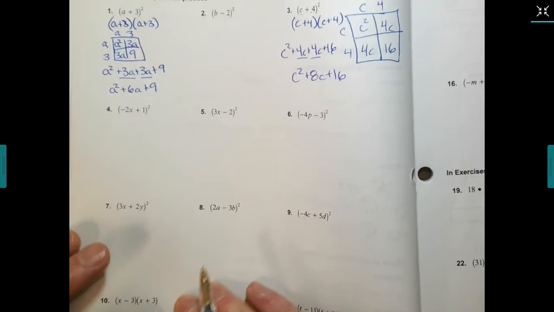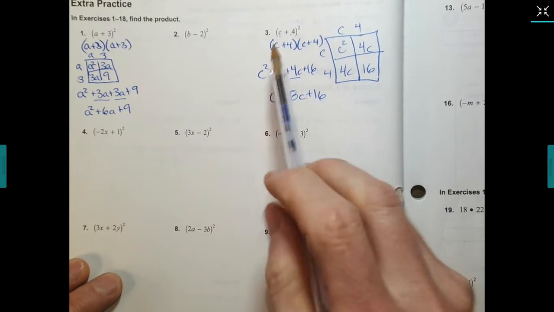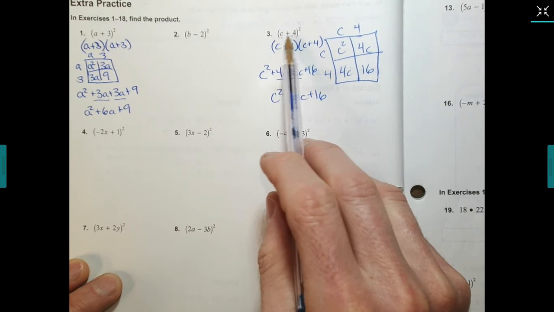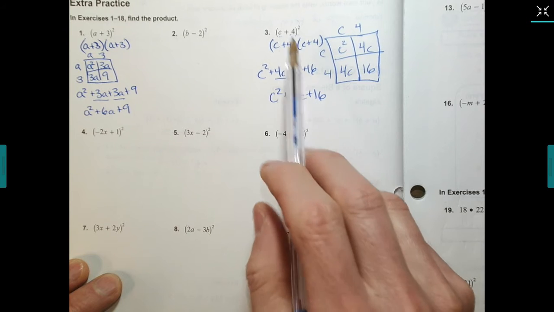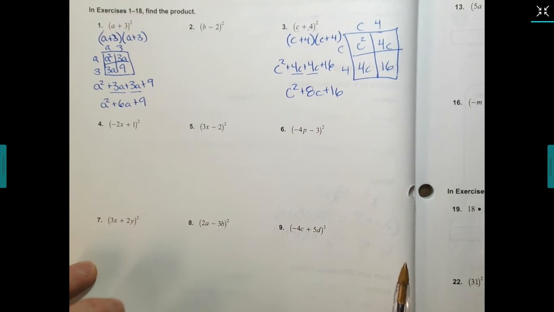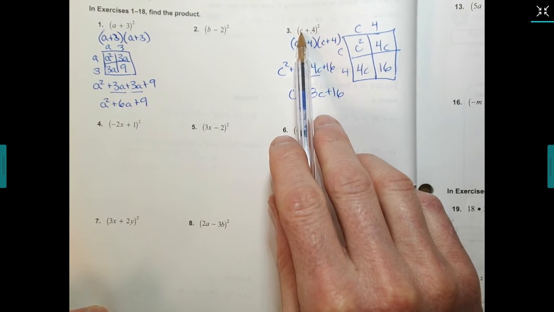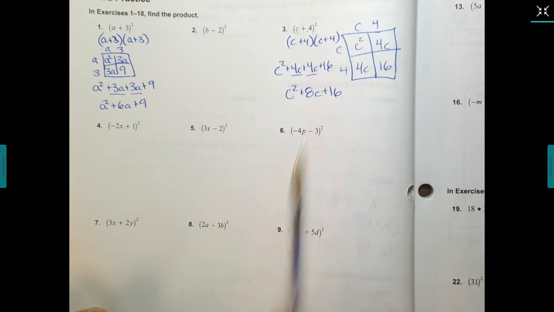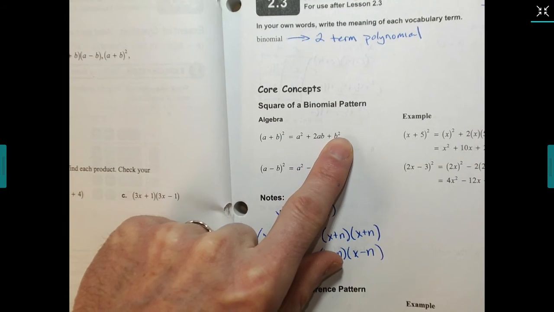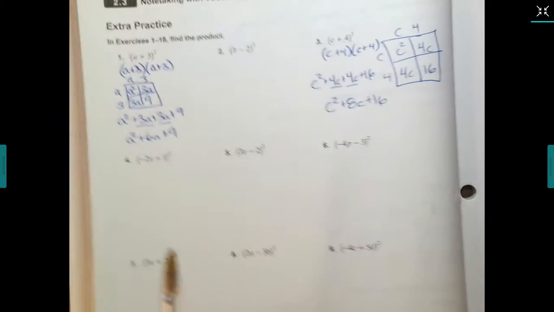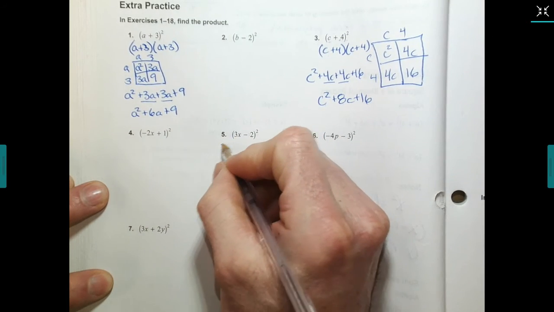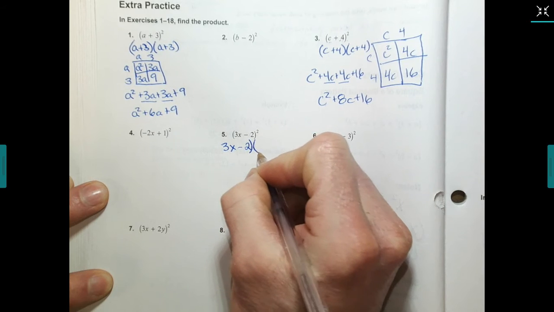So if you see in here, what we're getting is this squared, two of these, so 8c, and then that squared. So see if you can start to connect that pattern when you have c plus 4, when you have a number plus a number squared. See if you can start to see this pattern, a squared plus 2ab plus b squared. See if you can see that.